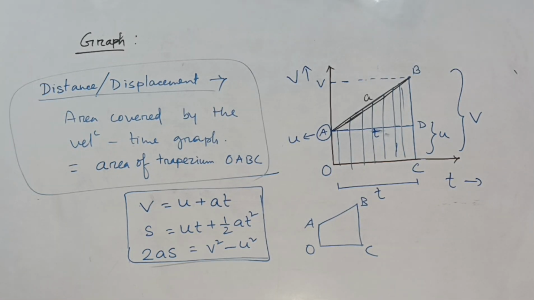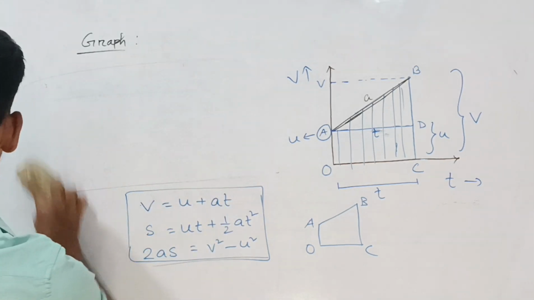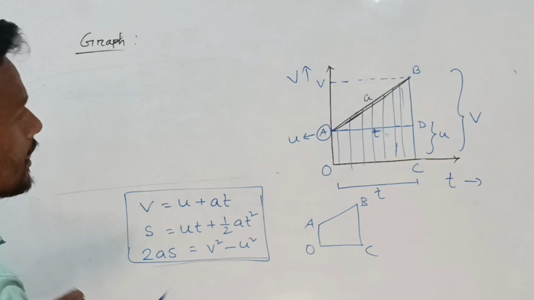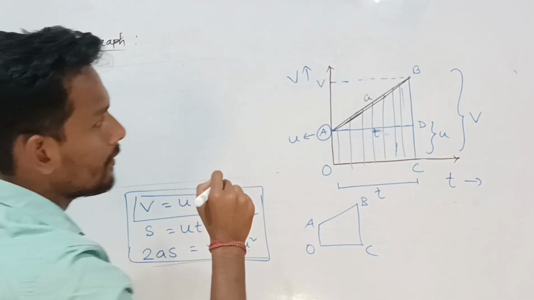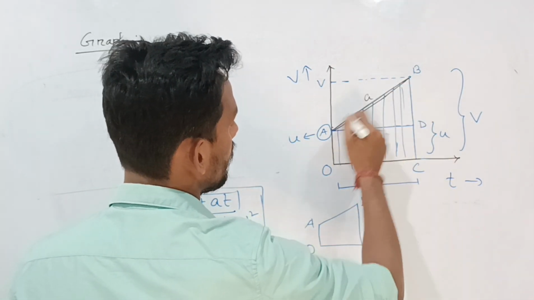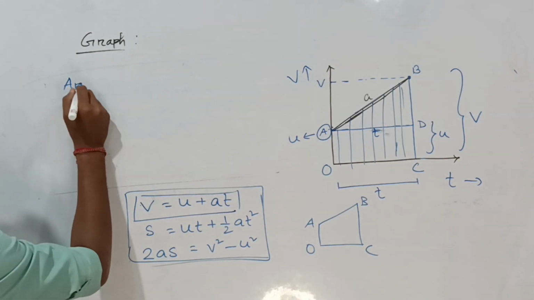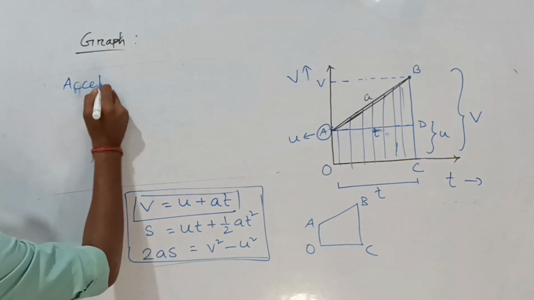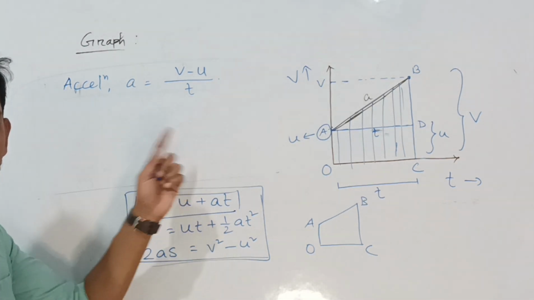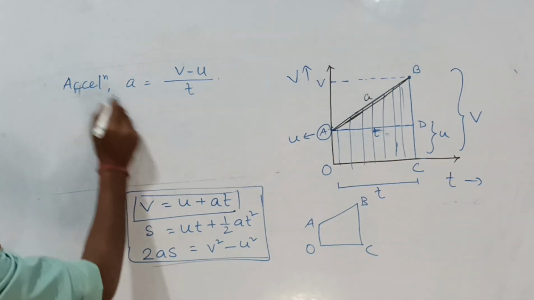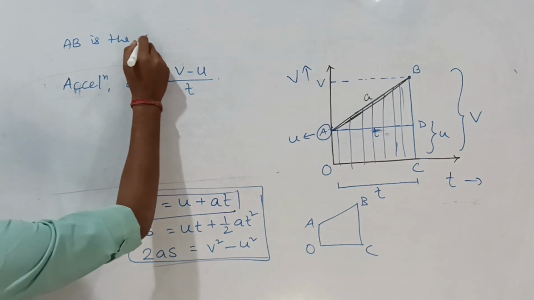See the first proof. Say the first proof is to find the first formula, v is equal to u plus at. So what is the acceleration? Acceleration is from A to B. From A to B, it is the acceleration. So we know that you can also write acceleration a is equal to v minus u by t. So how does it come? Basically, this is the acceleration, na? AB is the slope. AB is the slope.